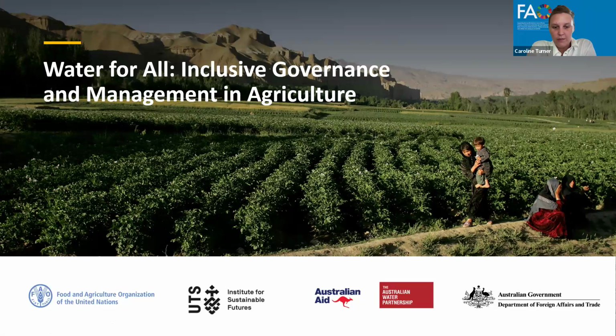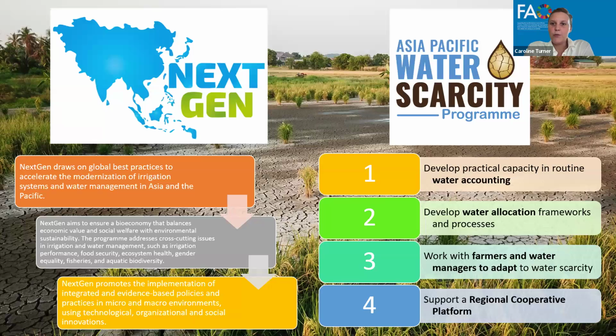This webinar is the third webinar in our series to promote our next generation irrigation in water management policy brief series. The two programs that the policy brief series is based on are FAO's NextGen program and the Asia Pacific Water Scarcity Program. Our NextGen program has recently closed, and this program looked at global best practices to accelerate the modernization of irrigation systems and water management in the Asia Pacific region, seeking to promote the implementation of integrated and evidence-based policies and practices in micro and macro environments using technological, organizational, and social innovations.